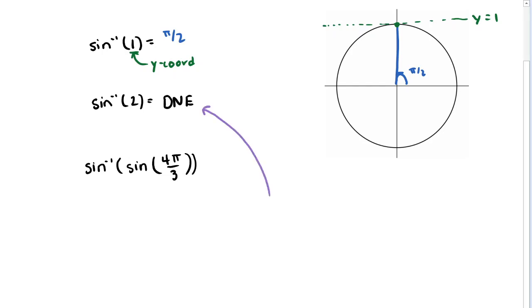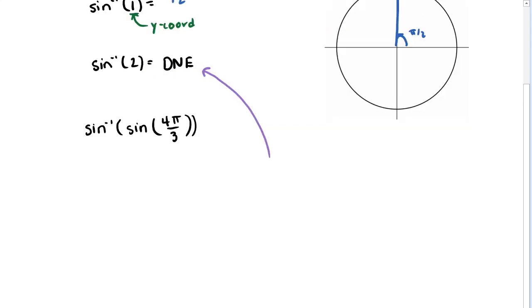the domain and the range of the sine inverse function. So the domain of the sine function, we said that it was all real numbers, negative infinity to positive infinity. And we said that the range, the set of y values we can get from our unit circle, is from -1 to 1.